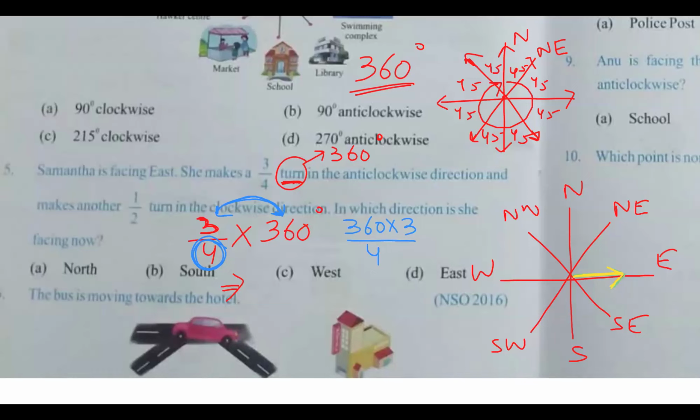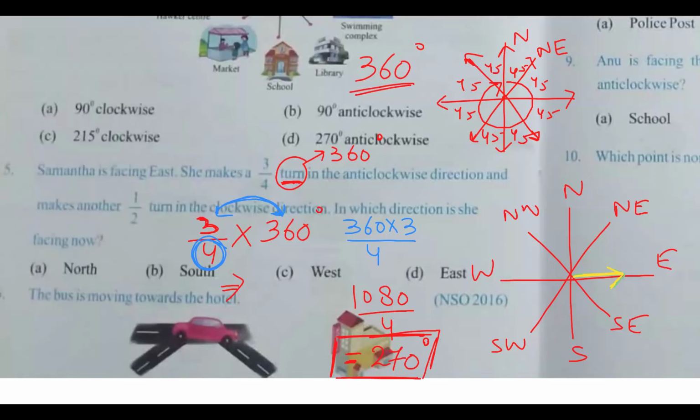See, if we multiply 360 by 3, what we get is 1080. Then 1080 divided by 4: when we solve it further, 4 twos are 8 and 4 sevens are 28. We get 270 degrees in this way. So 360 multiplied by 3 divided by 4 is 1080 divided by 4, that means 270 degrees. So 3 by 4 of a turn means she is turning by 270 degrees.